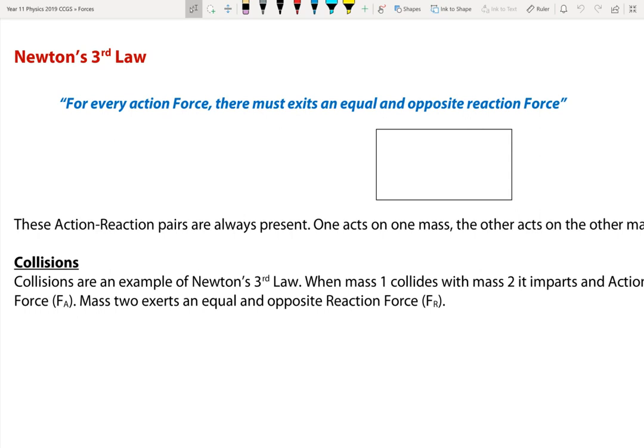For this one, for every action force there must exist, and I've just realised I've misspelt exist, an equal and opposite reaction force. Now, this is a very easy equation. It's F action equal and opposite F reaction. Okay? Now, here's the important thing. You have two forces and they each have to act on two separate objects.